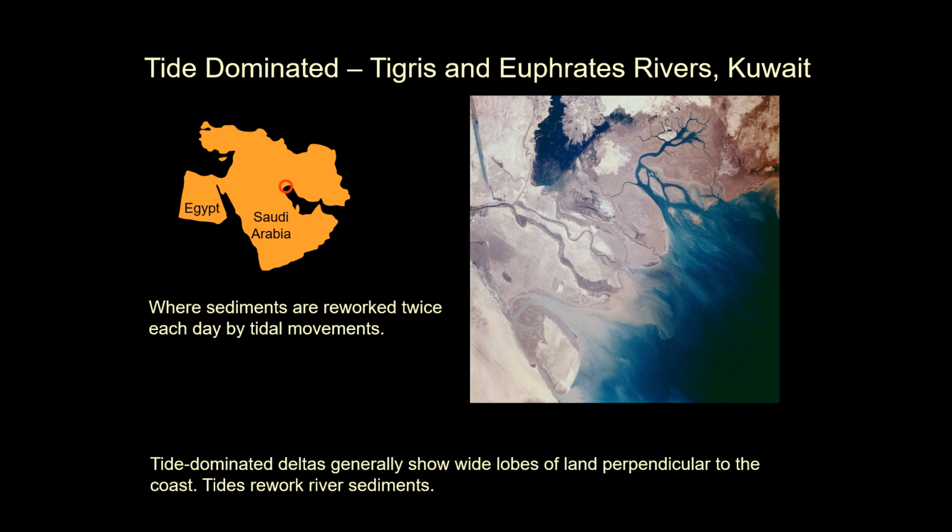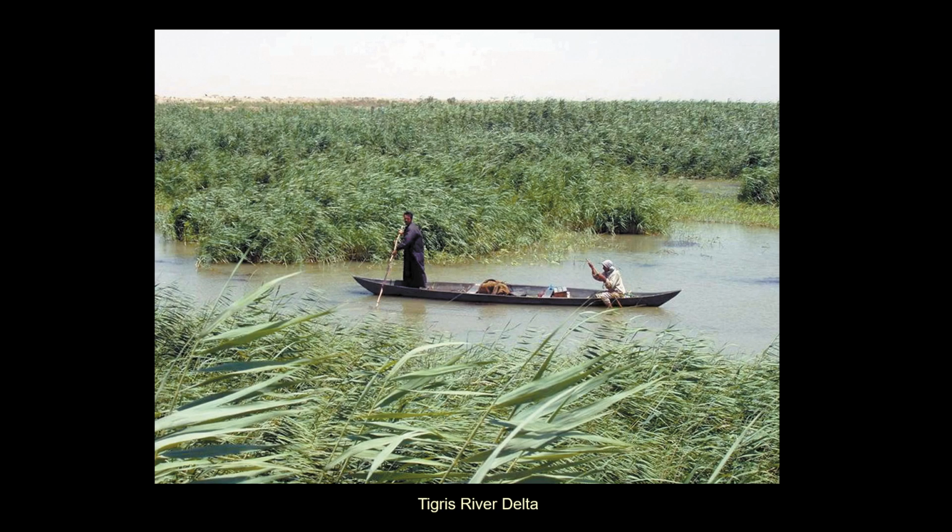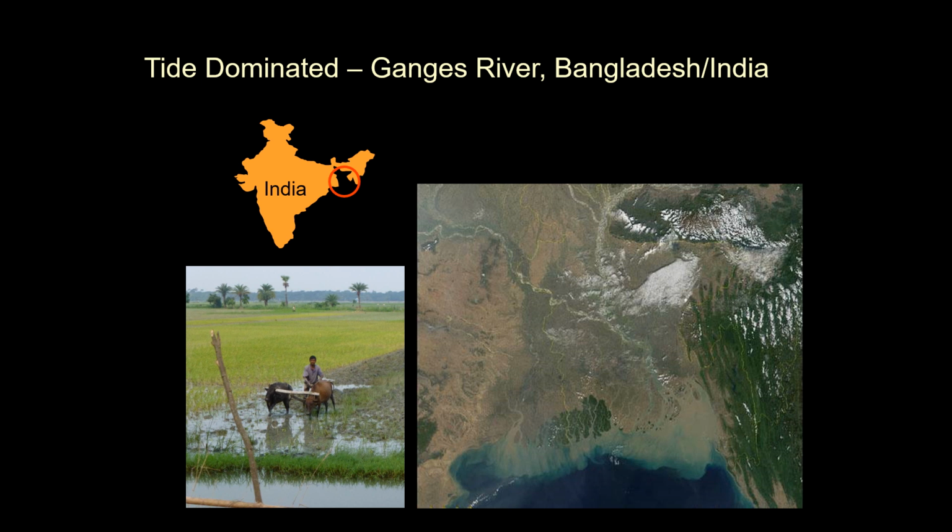Here we have the Tigris and Euphrates rivers in Kuwait. This would be a tide-dominated delta. So we have big lobes of sediment that have built up there. I circled that location here, with Saudi Arabia and Egypt shown on this map in yellow just for reference. And the view on the ground in the Tigris River delta, so you can see what it looks like, lots of vegetation. It's really hard to tell what type of delta you're looking at from the ground level. Another tide-dominated delta is the Ganges River, Bangladesh and India.